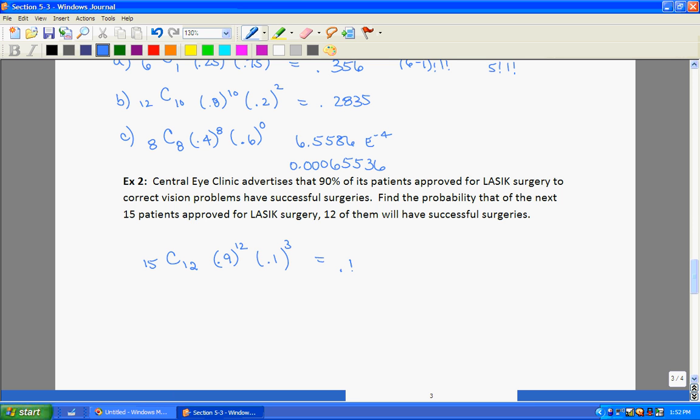And I'm getting 0.1285. So the probability that 12 of them will have successful surgeries is 0.12. Okay, and be careful here. This probability represents that exactly 12 of them will have successful surgeries, not 12 or more than 12 or less than 12. It's just exactly 12. So about 0.12 or 12%.